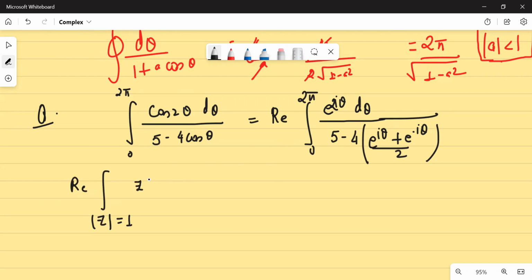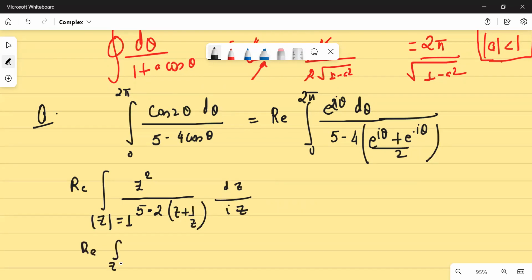This is, I think, z square. If you take e to the power iota theta as z, d theta will come out as dz upon iota z. And the denominator will come out as 5 minus 2 times (z plus 1 by z). So this is the real part over modulus of z equals 1. This will be equal to z upon iota, iota will remain here. So this will come out as 5z minus 2z square minus 2.